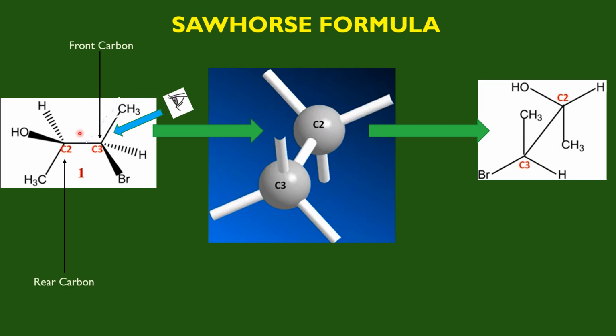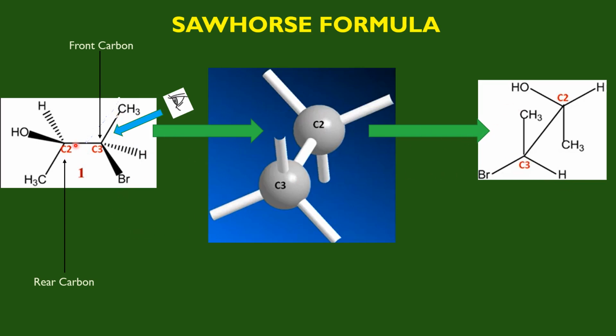And I am trying to convert this into Sawhorse projection. This is the C3 carbon that I am keeping in the front. And in the C3 carbon, there is a methyl at the top, Br at left, hydrogen at right. So in three dimensions, this is the Sawhorse projection, where methyl is kept at the top here, bromine at left, hydrogen at right. And by converting the ball and stick into lines, I am getting this Sawhorse projection. C3 carbon having this methyl up, bromine left and hydrogen right.